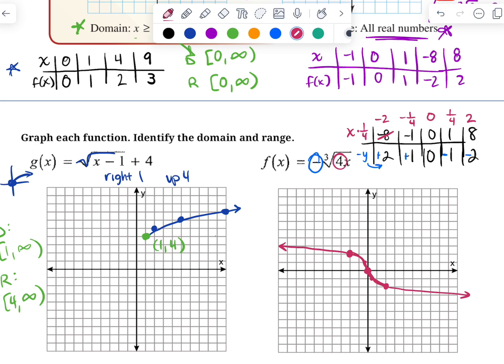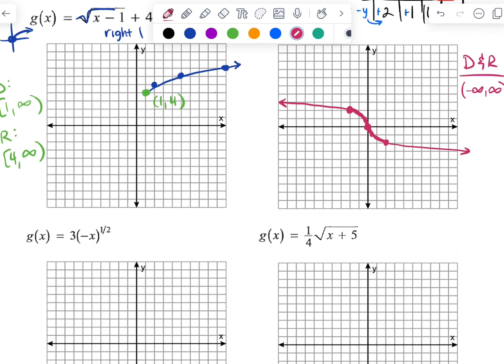So hopefully you can tell that the normal cube root function that goes like this, down and then up into the first quadrant, has been reflected, right? And kind of squished together a little bit near that origin. But luckily, our domain and our range don't change. They are still -infinity to infinity. All real numbers in both cases.